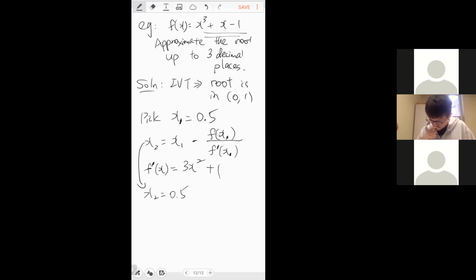And so x2 equals, using this formula, and then you plug in x1 equals 0.5, you get that x2 equals 0.5 minus (0.5 cubed plus 0.5 minus 1) divided by (3 times 0.5 squared plus 1). And this is a section where you can use a calculator, and I'll let you compute that. You get 0.714286.